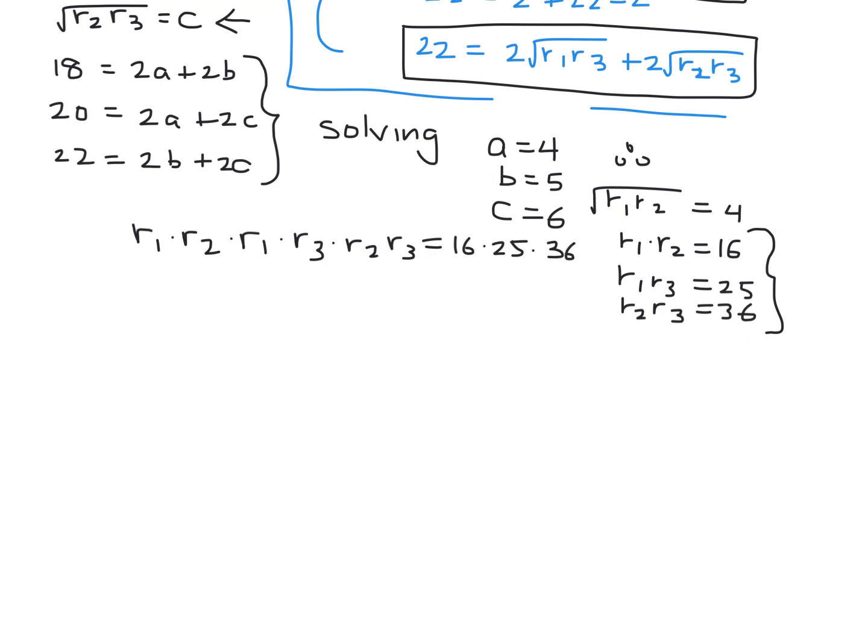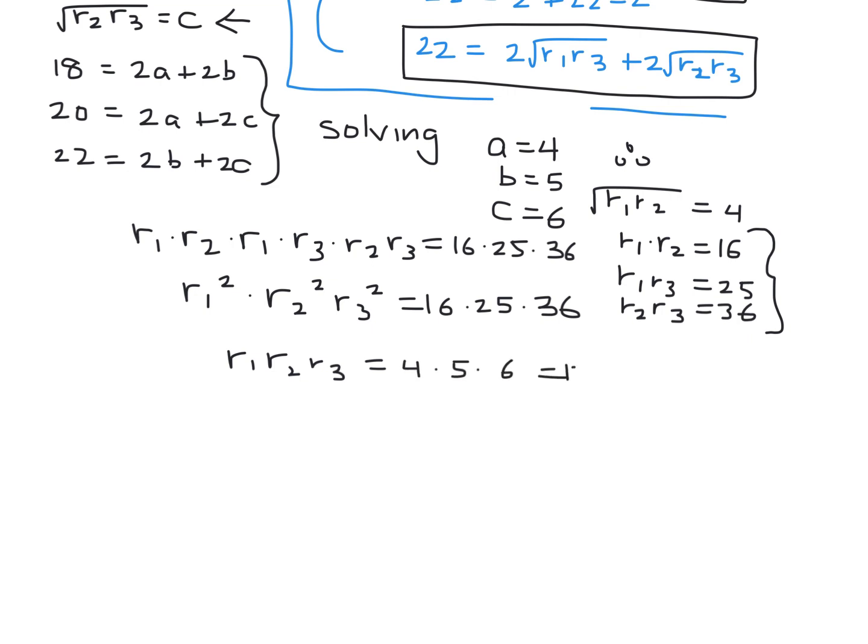All right, so what happens now? We'll take the square root of both sides, because this becomes r1 squared times r2 squared times r3 squared, right? Is equal to 16 times 25 times 36. Just take the square root of both sides, and you get r1 times r2 times r3, and that would be 4 times 5 times 6, which is 120. Okay, we are almost done.